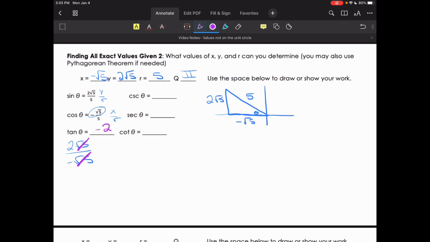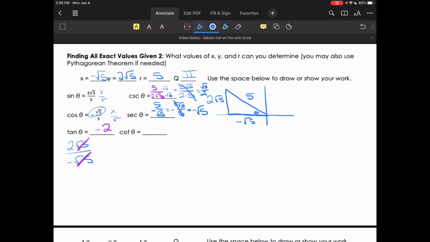Doing my reciprocals, flipping my fraction here, I would have 5 over 2 root 5, and then rationalizing, I would have 5 root 5 over 2 times 5. The 5s would cancel, and I would have the square root of 5 over 2. Secant, negative 5 over the square root of 5, and then rationalize. Again, multiply top and bottom by the square root of 5. Get negative 5 root 5 over 5. 5s would cancel, and I'm left with negative root 5.